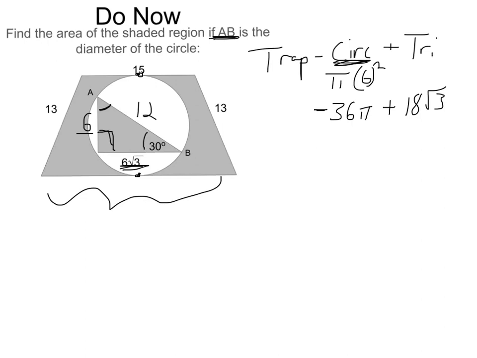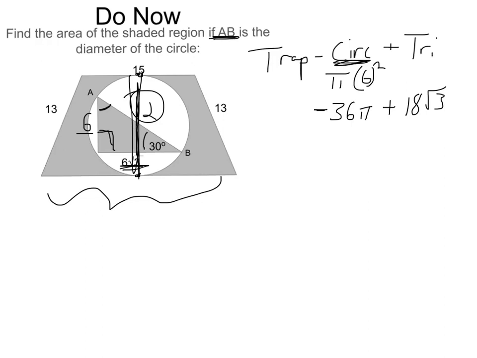We know that the diameter is 12. So if the diameter of the circle is 12 going from A to B, the diameter of the circle is going to be 12 going from the top to the bottom as well. So the height is actually 12. That doesn't really tell me what the base is, though.